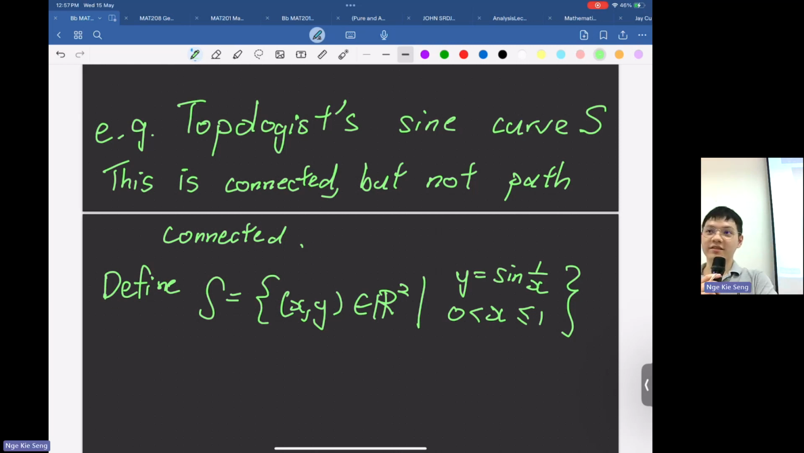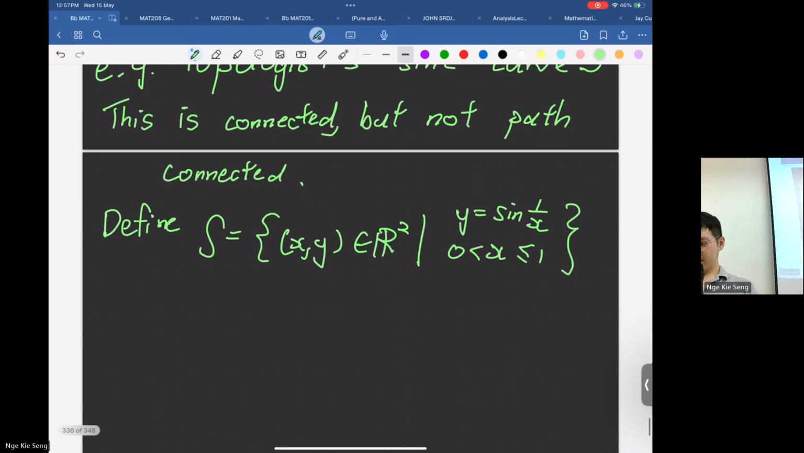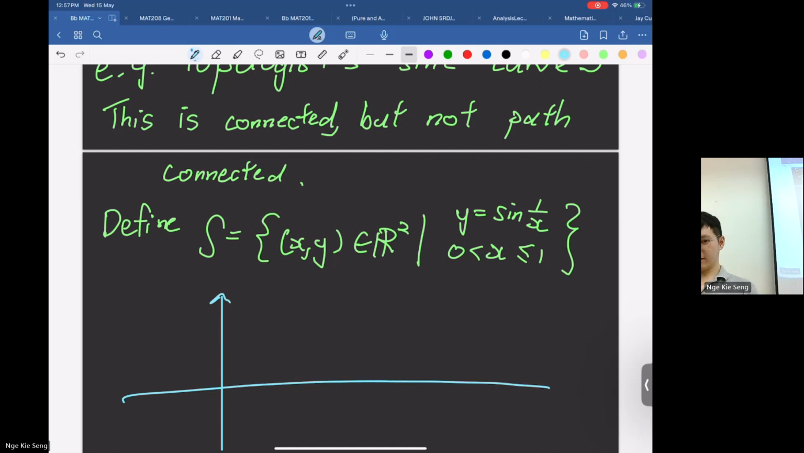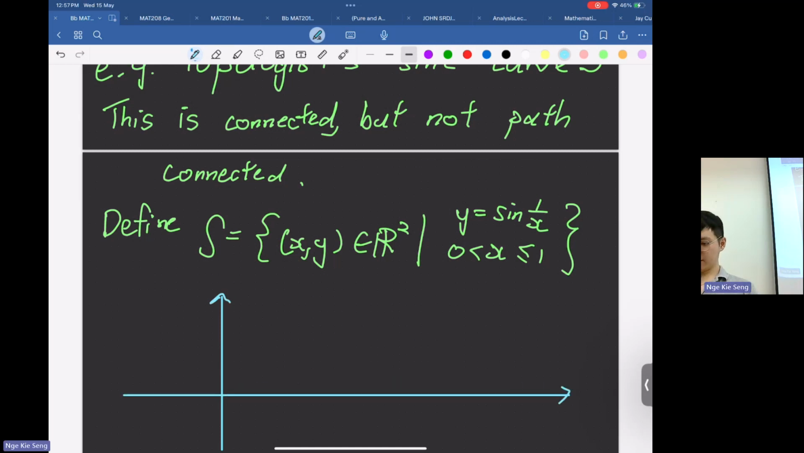Have you come across this curve, sine 1 over x? What does this curve look like? Oscillating, we will say. Okay, so how does it oscillate?